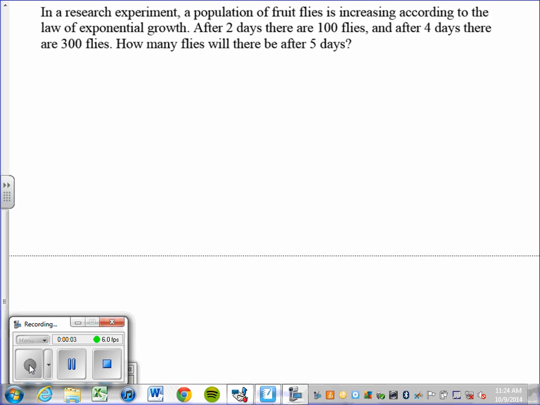All right, here we have another exponential growth problem. So we're going to be using our exponential growth equation. In a research experiment, a population of fruit flies is increasing according to the law of exponential growth. After 2 days, there are 100 flies, and after 4 days, there are 300 flies. How many flies will there be after 5 days?